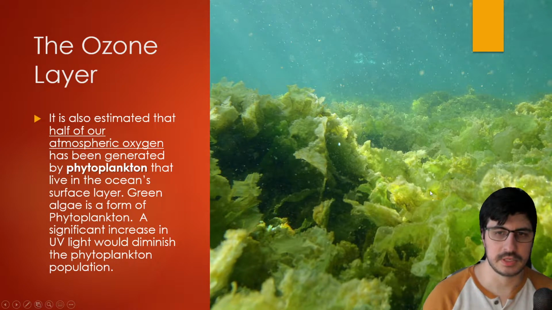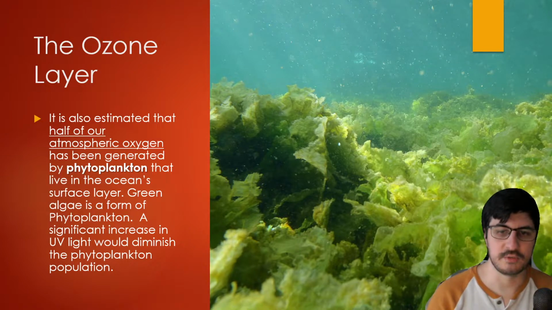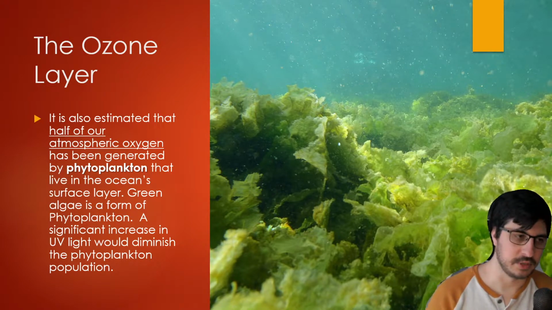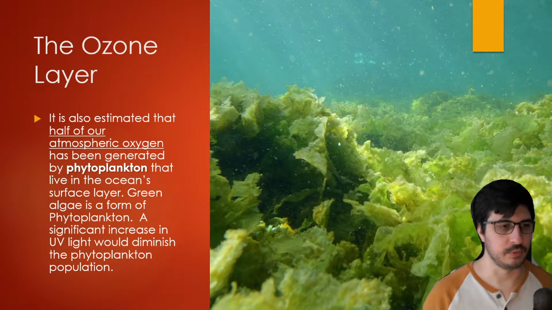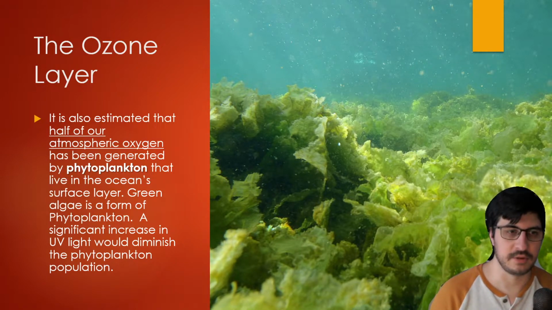It's also estimated that about half of the atmospheric oxygen that's been used for us to breathe and to actually create this ozone layer is generated by phytoplankton that live in the ocean's surface. Green algae is a form of phytoplankton. You've probably seen it. A significant increase in UV light would also diminish the phytoplankton population. So it'd be kind of a rolling effect here, where if we were to lose part of our ozone layer, or the ozone layer just became not as effective and started having more UV rays getting down to the Earth's surface and killing off the phytoplankton, they wouldn't be making as much oxygen anymore, which would in turn mean less of an ozone layer being created.